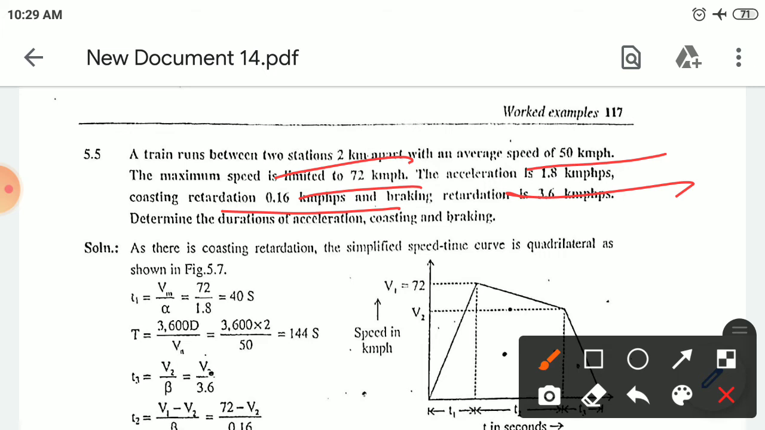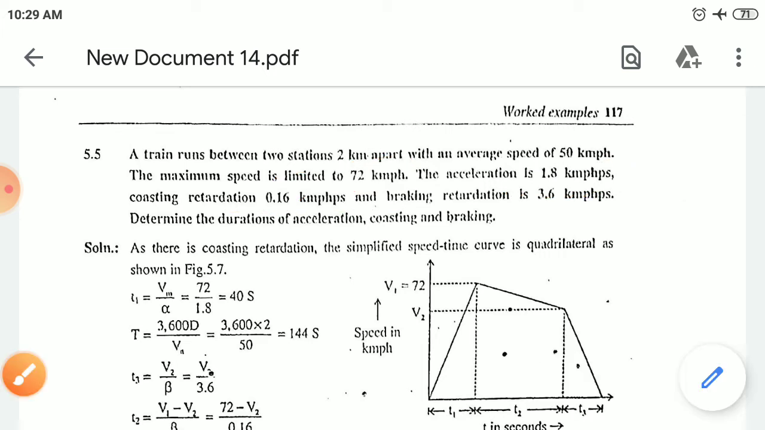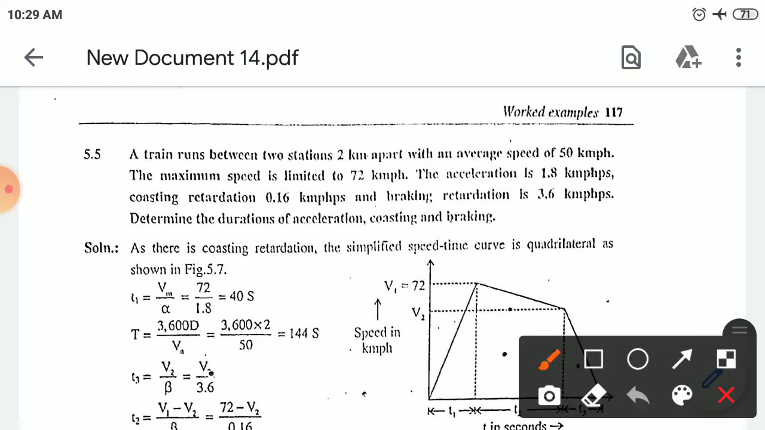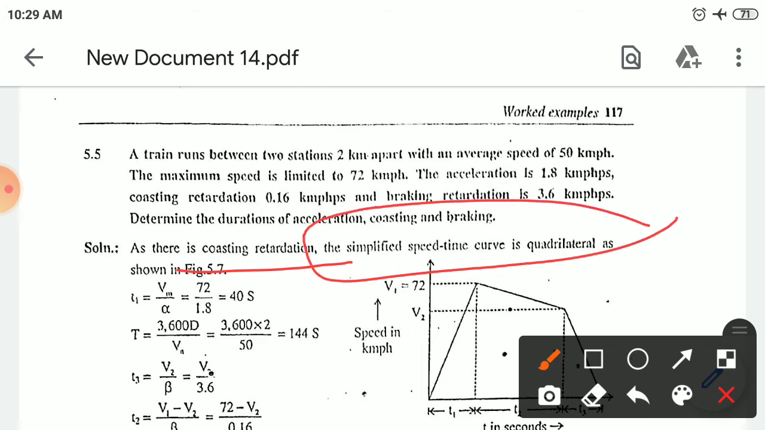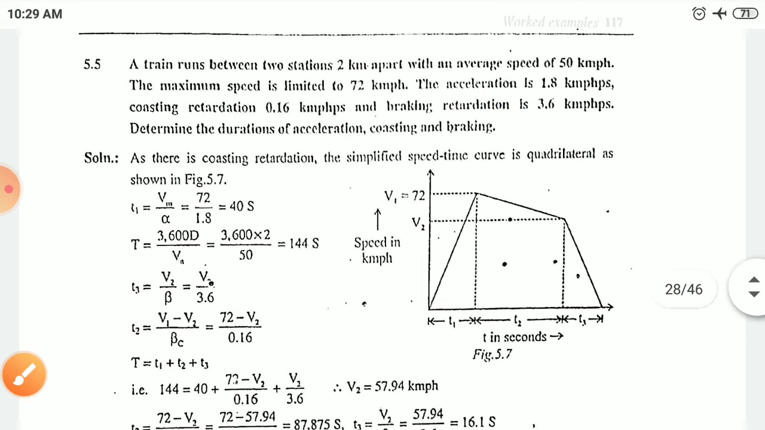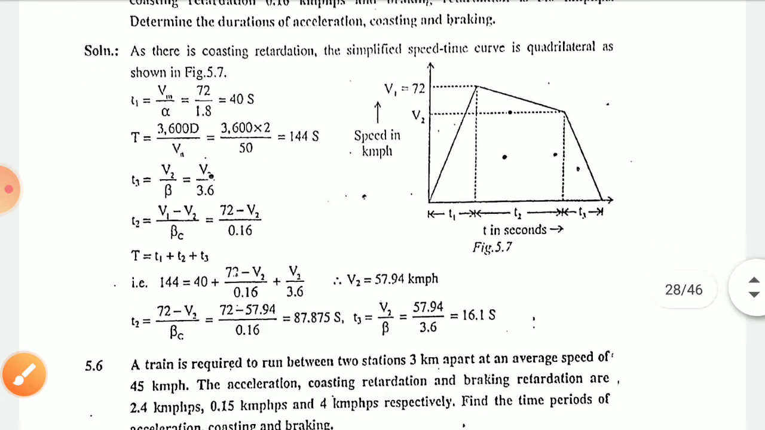Determine coasting acceleration and coasting retardation. As there is a coasting retardation, the simplified speed time curve is a quadrilateral. In the previous problems we discussed, they were related to trapezoidal curves. As coasting retardation is present, it is a quadrilateral speed time curve. So we know the equations for this.